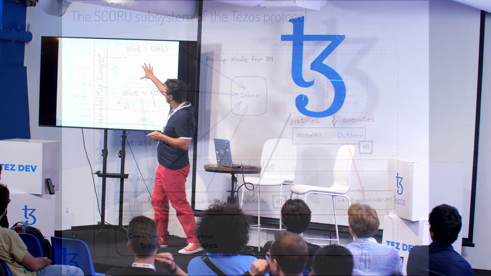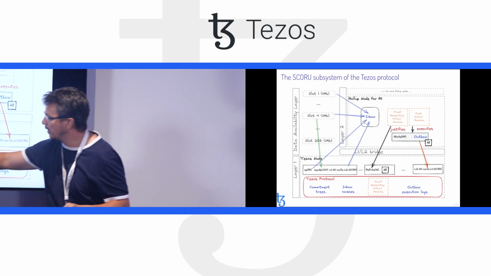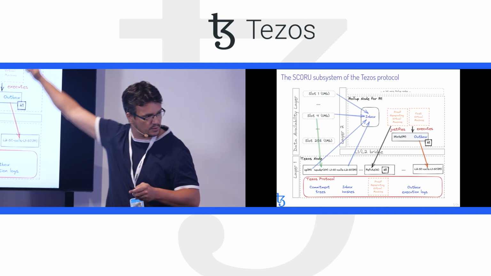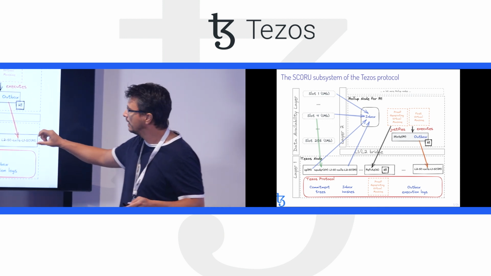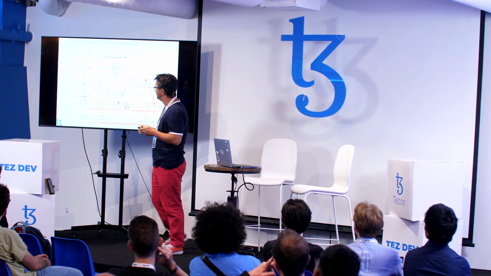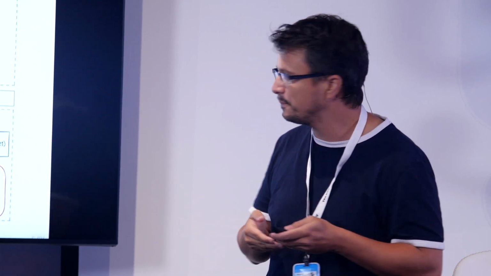What you also have is the layer 2, in which you will find a lot of rollups. And you will have a bridge to communicate between the layer 1 and the layer 2, so that you can call a smart contract of the layer 2 from the layer 1, and the other way around. We'll come back to this. And finally, there is the data availability layer, that will help us to increase the bandwidth of the system.